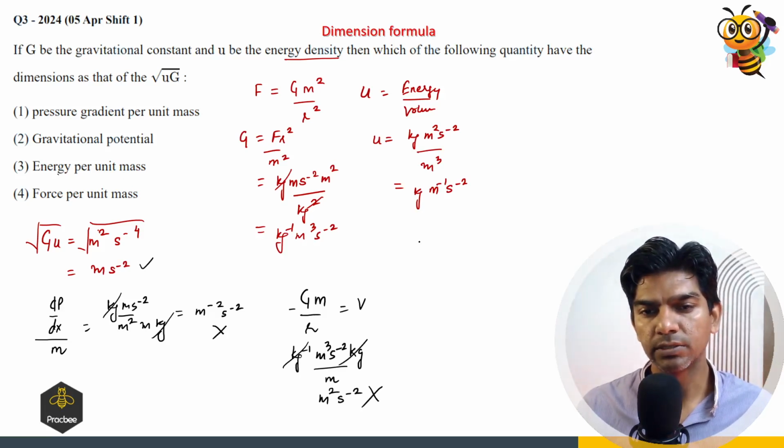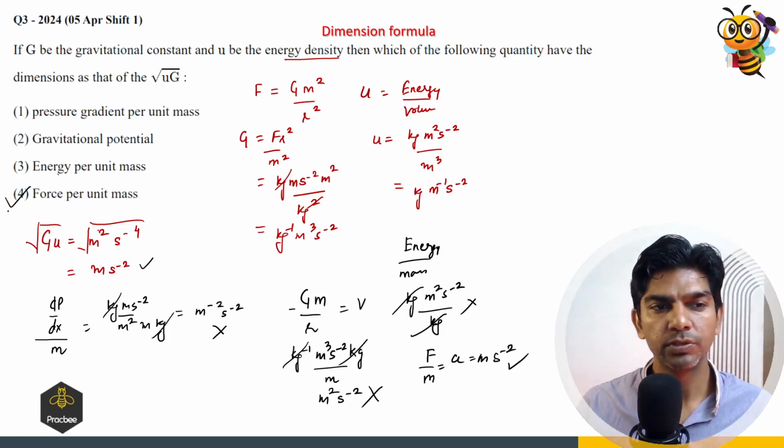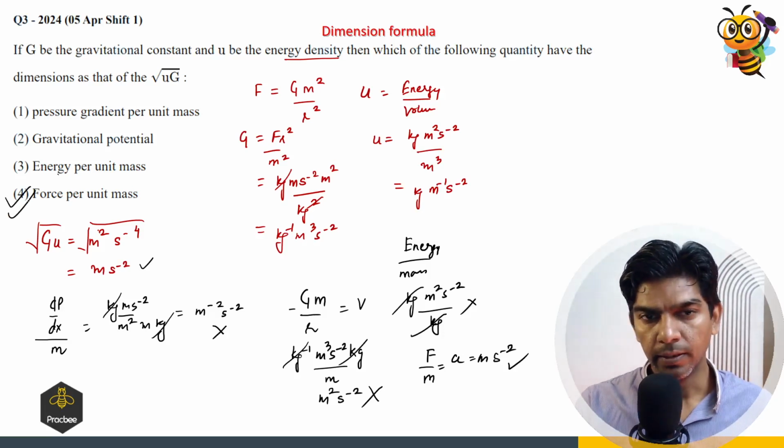Energy per unit mass. So energy is kilogram meter square second raised to power minus 2, and mass is kilogram. Again, it is not same as meter second raised to power minus 2. Force per unit mass. So force upon mass, that will be acceleration, which is meter second raised to power minus 2. Yes, so we got option 4 as the right answer.